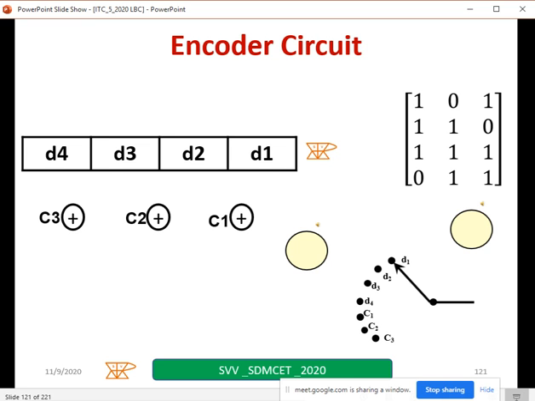Okay, for C1, what do I have to connect? Anyone can type in the chat box. Now C1 should be connected to some data bits. What do I have to connect? Somebody can write C2 equal to the same by seeing the parity matrix. Thank you, Abhishek has typed 1, 2, 3.